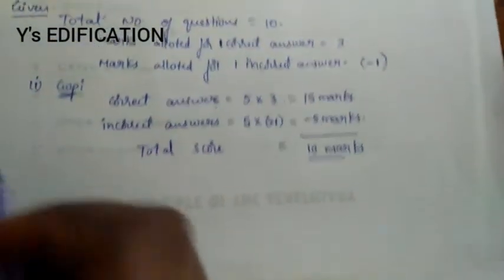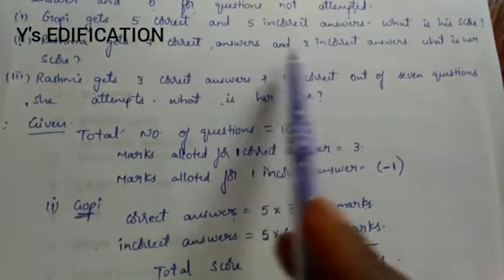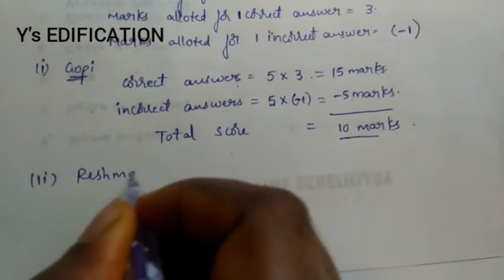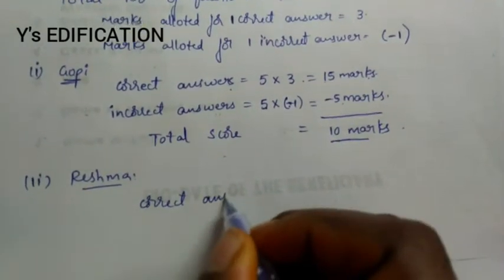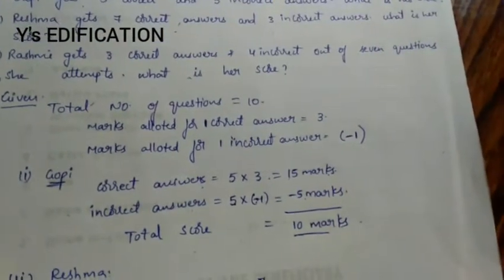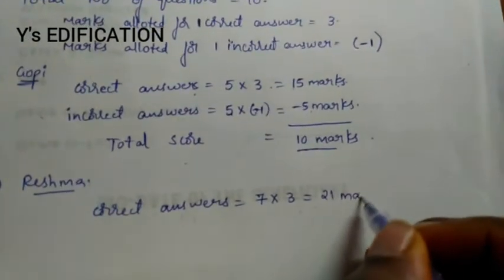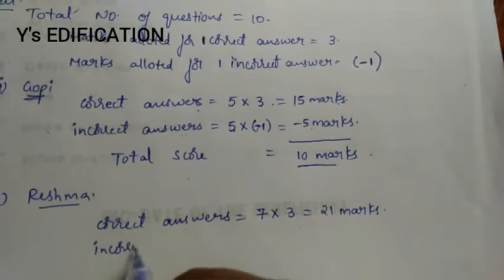Okay, so next one. Reshma gets 7 correct answers and 3 incorrect answers. What is her score? So the second one is Reshma. How many correct answers did she write? Reshma wrote 7 correct answers. That means 7 into 3, which is 21 marks. So for correct answers, she scored 21 marks.